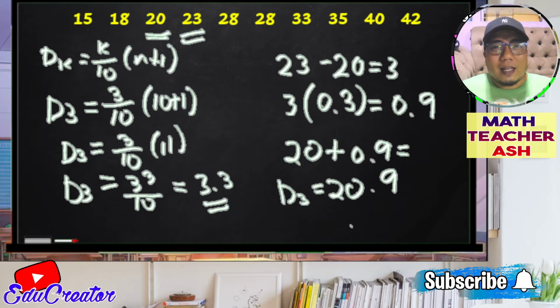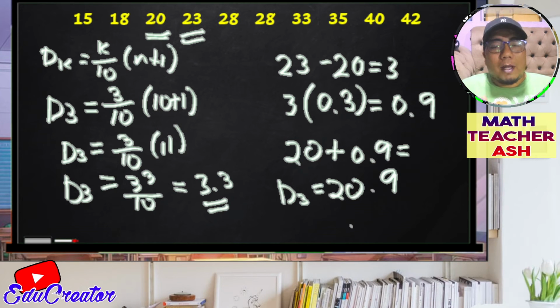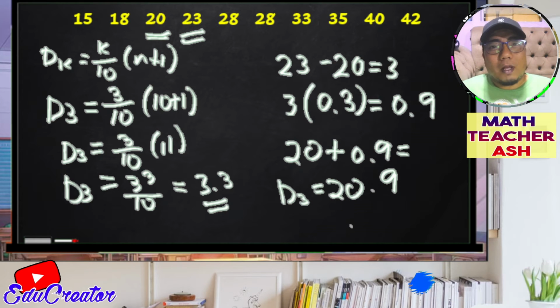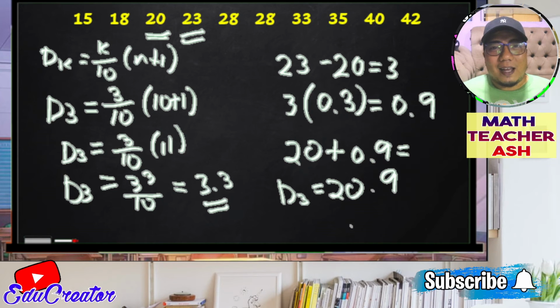This means that any score below 20.9 means they are in the lowest 30% of the whole class distribution. While if your score is higher than 20.9, then it means that you belong to the 70% of the upper classes. Easy, right? Now, let's consider another example.